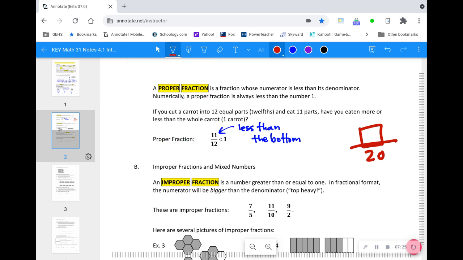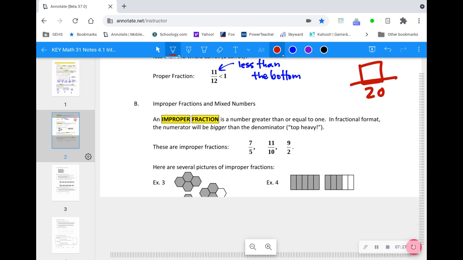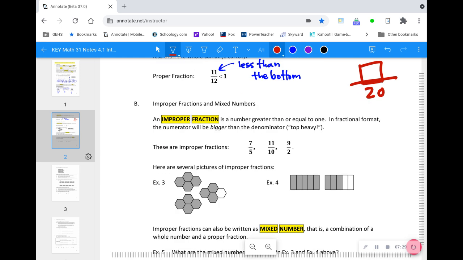Okay, so as a consequence, anything other than that is called improper. So you can see here that the 7 is bigger than the 5 below it. That 7/5 is improper. 11 on top is top heavy over 10. 9 is bigger than 2. All of these are examples of improper fractions.